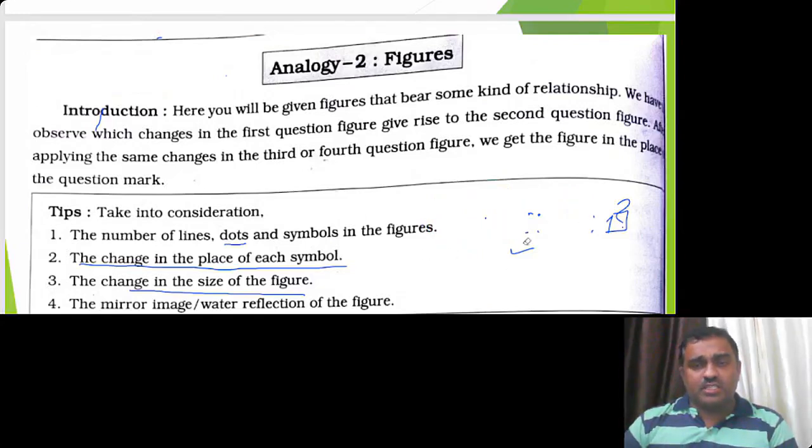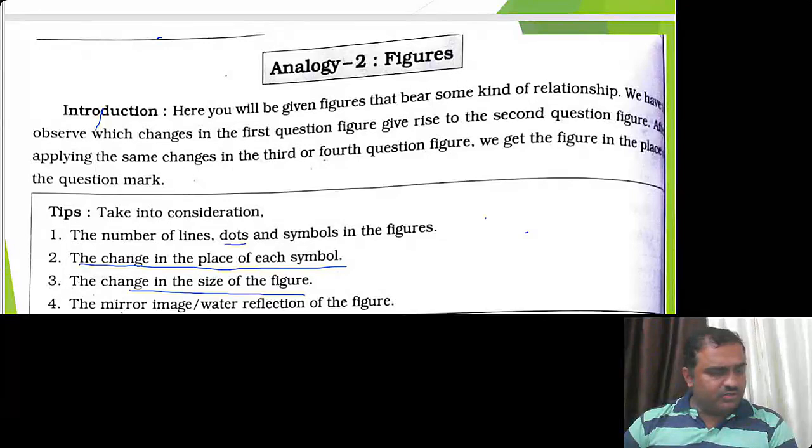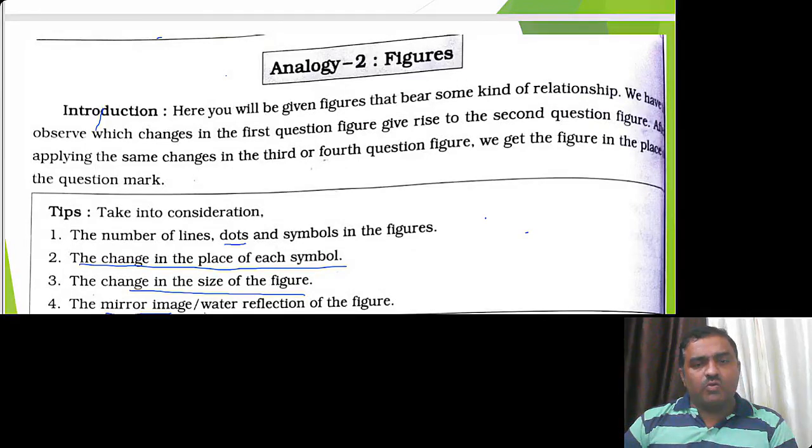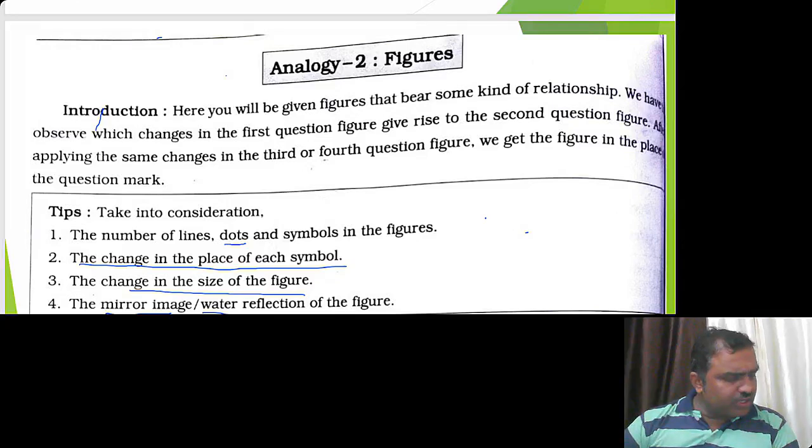The last point, not the least but very important, is mirror images. Yes, good, mirror images and water reflection you have to see. Yes, Manasvi is saying you have to see whether it is changed clockwise or anti-clockwise. When we do the examples now, you will get it. Very good, Manasvi, Pranit, Omkar. You are giving good suggestions.